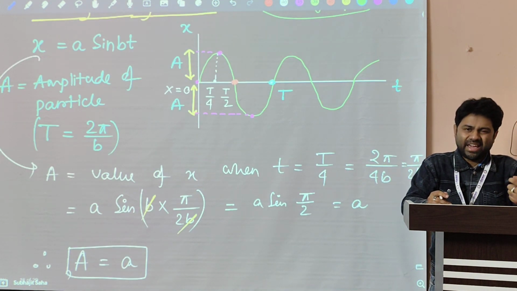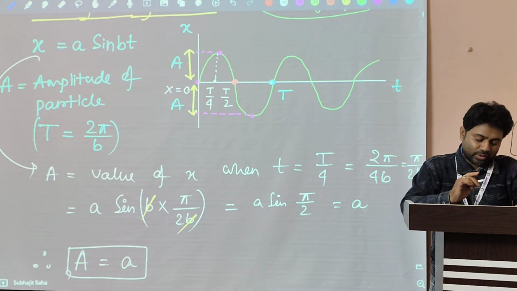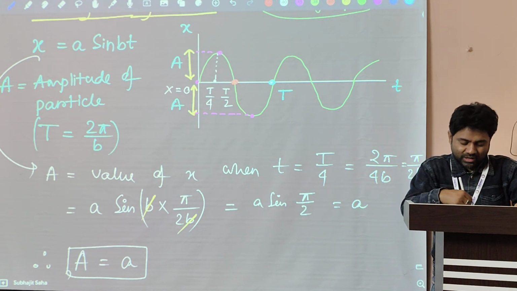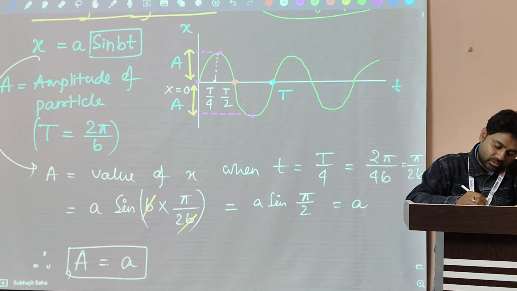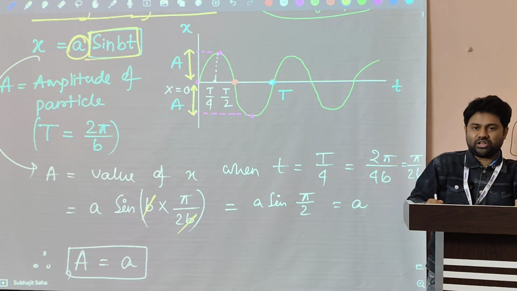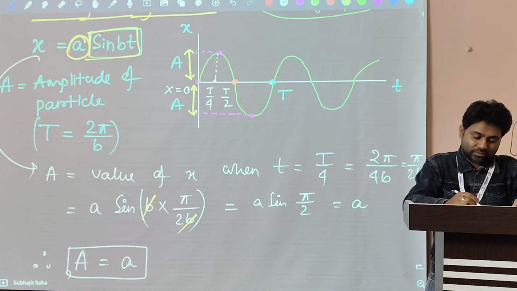Look at the position of A in the displacement equation. Just take a look at the displacement equation and try to identify the position where small a is occurring. A is occurring just before the sine function. I mean, you can think that amplitude is the coefficient of the sine function. Amplitude of the SHM will be the coefficient of sine function.